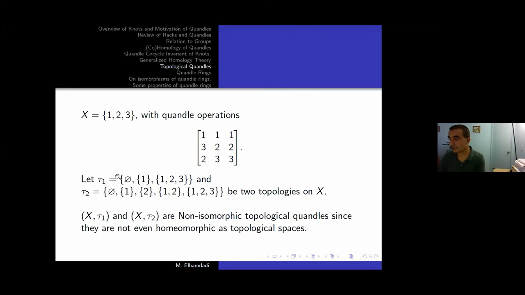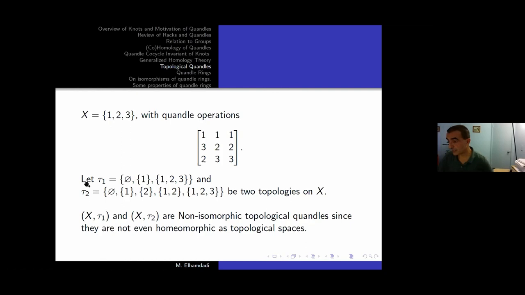Here are two examples. Maybe I can stop with this since my time is almost over. Take a three-element set with this quandle operation. This is one of the quandles of order three. This quandle is not connected. It has two orbits, the orbit {3, 2} and the orbit {1}.